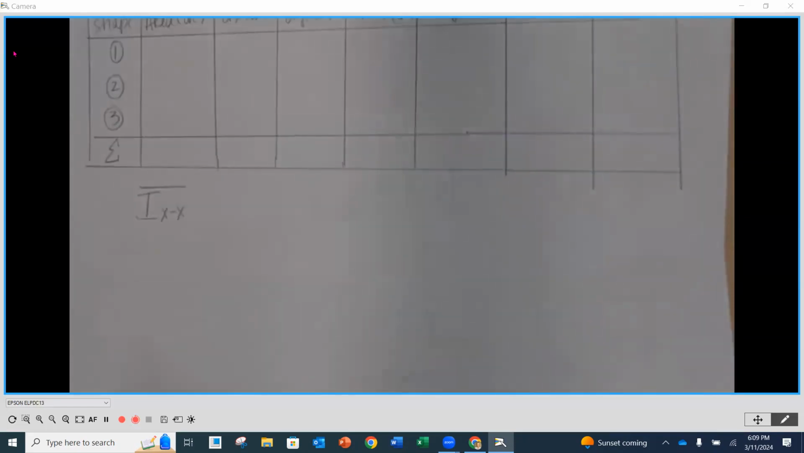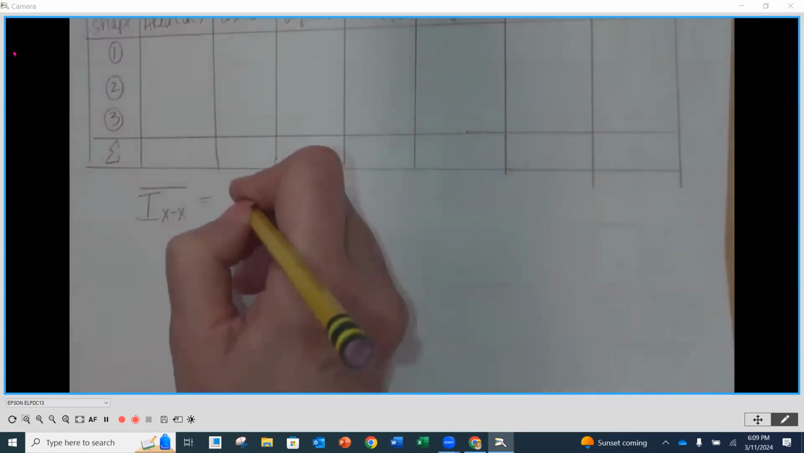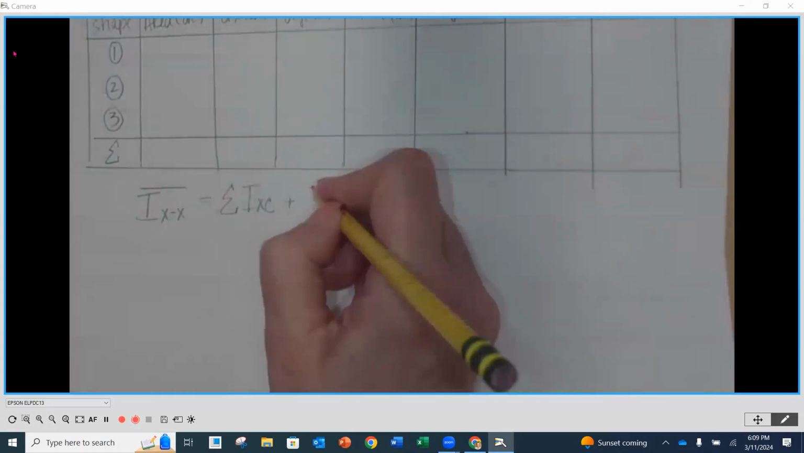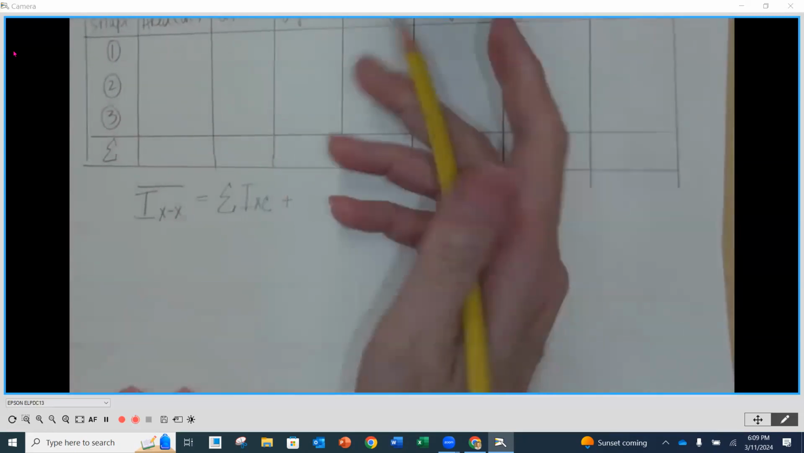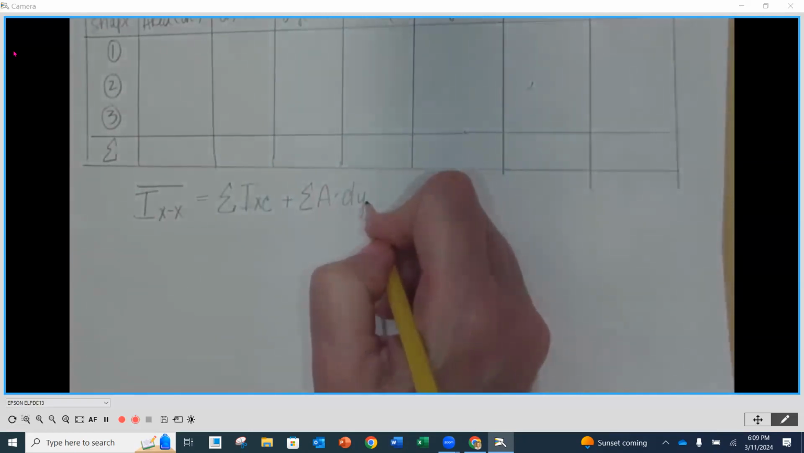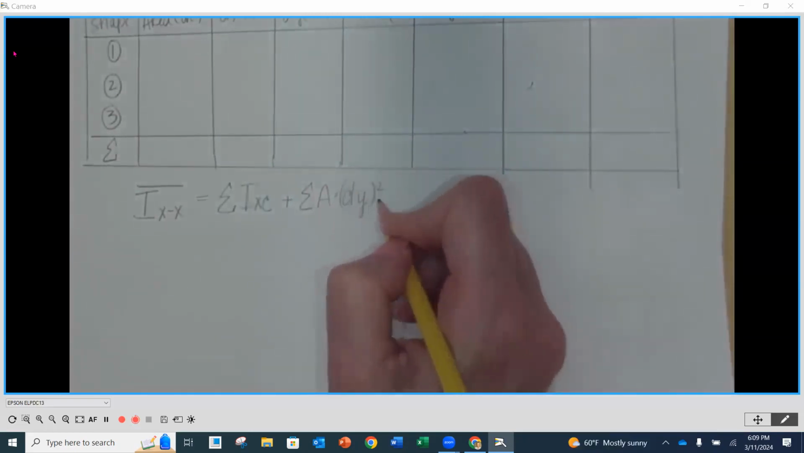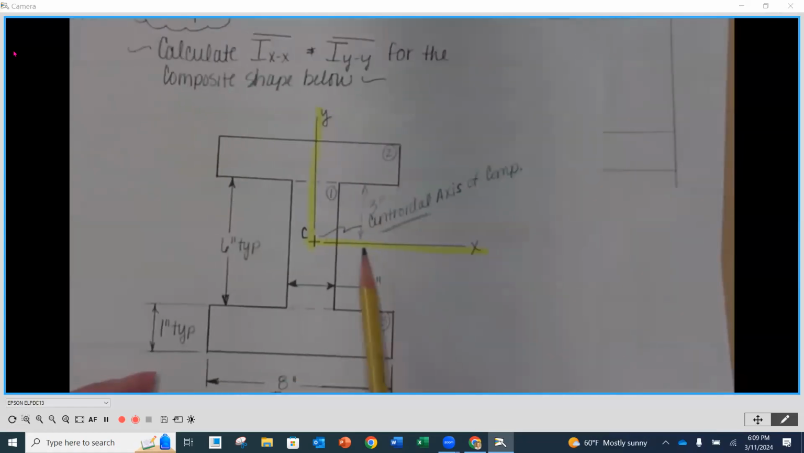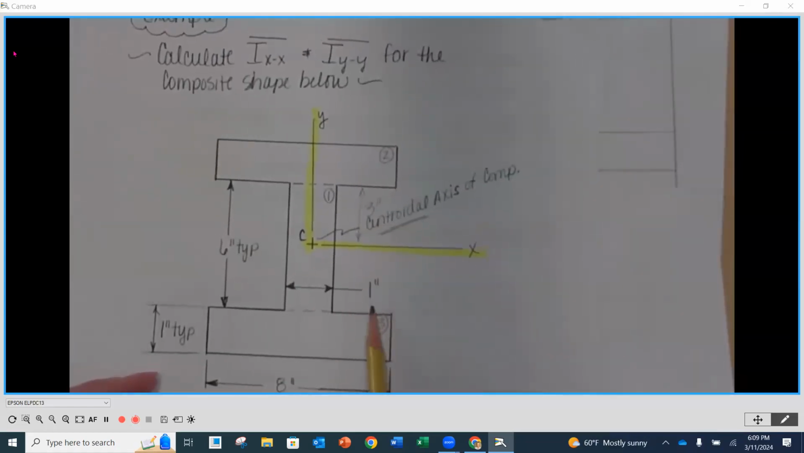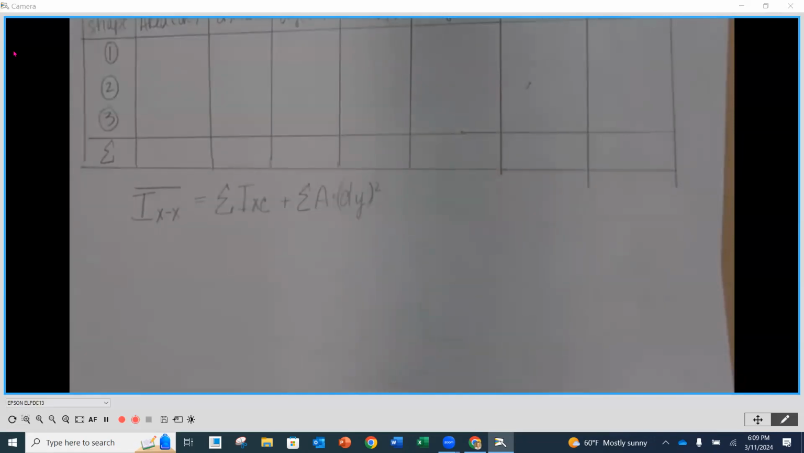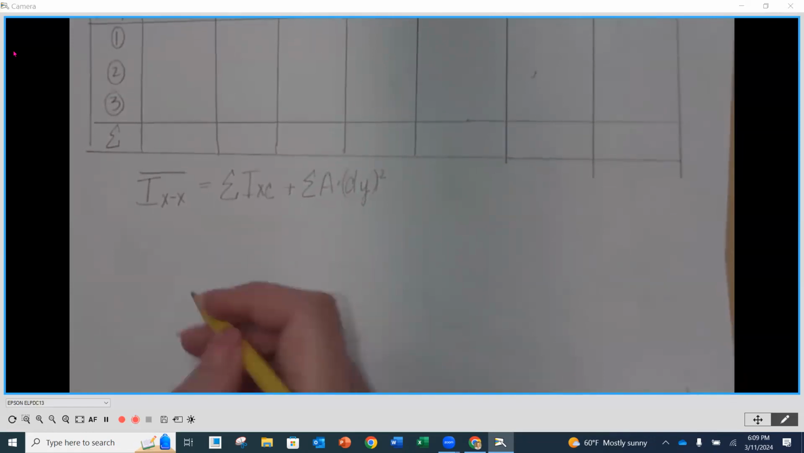Moment of inertia about that x axis is equal to the summation of the IXCs plus the summation of the area times the dy squared. Now it's dy with the x, because remember, if it's a horizontal axis, our dy is in this direction. If it's a vertical axis, it's with a dx. And then I'm going to leave a little space because we're going to be putting numbers in there.